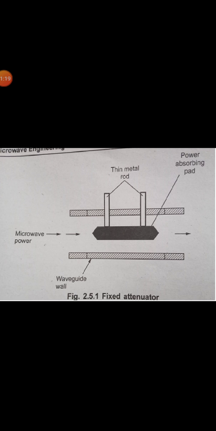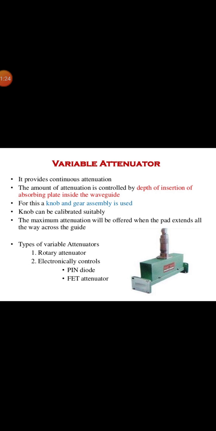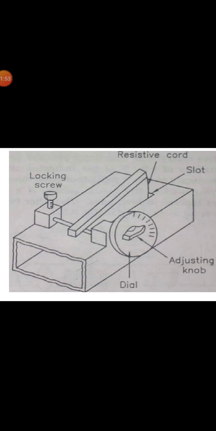Here the thin metal rod and power absorbing pad are placed inside the waveguide, which absorbs the microwave power. And now let us see the variable attenuators. They provide a continuous attenuation. The amount of attenuation is controlled by the depth of insertion of the absorbing plate inside the waveguide. For this, a knob and gear assembly is used. The knob can be calibrated suitably, and the maximum attenuation will be offered when the pad extends all the way across the guide. The types of variable attenuators are rotary attenuators, electronically controlled PIN diode, and FET attenuators.